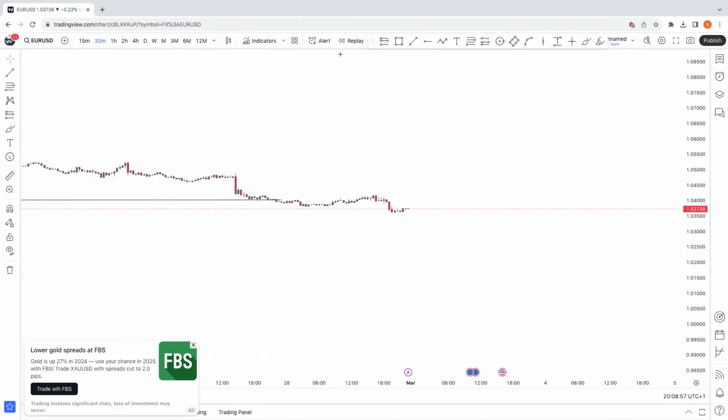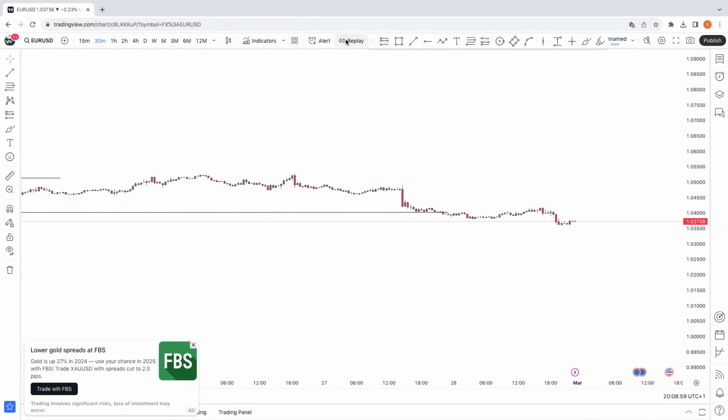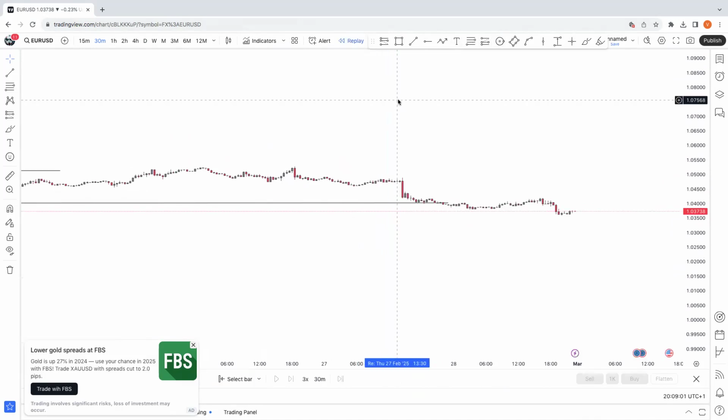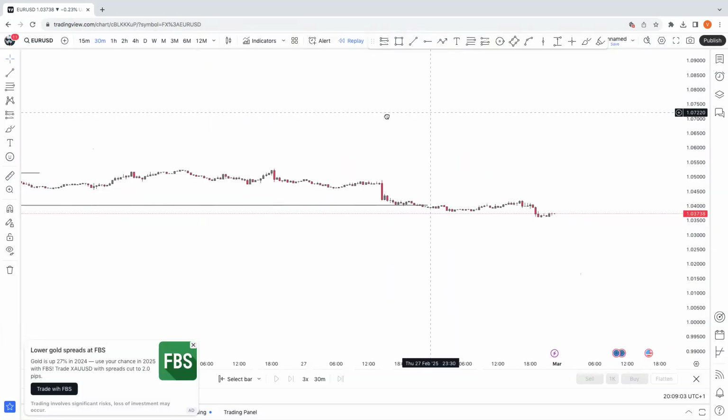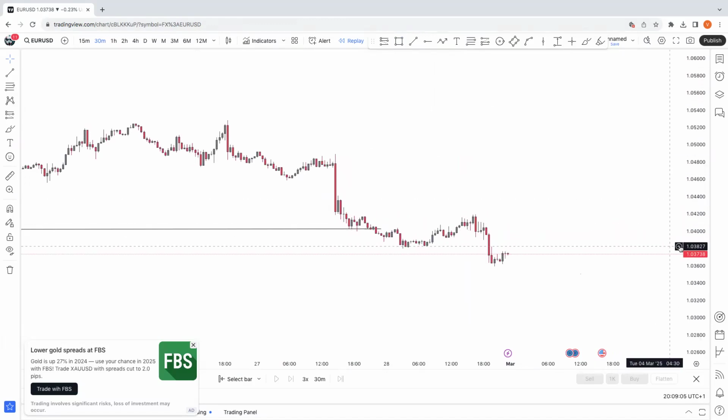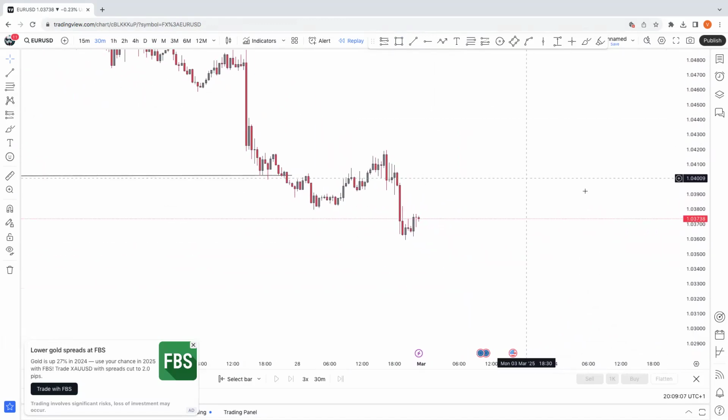This time around, let's cut price from here. What is going on? Okay, I need to upgrade this thing. Or does it work for any higher time frames?